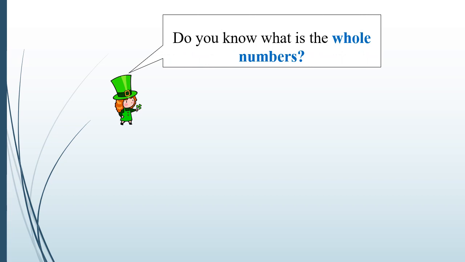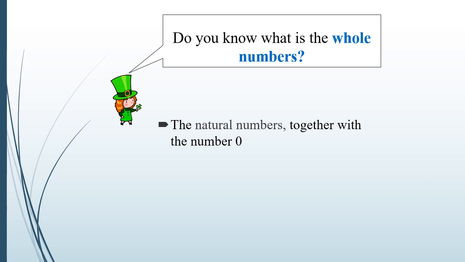Do you know what is the whole number? Whole number is actually the natural number together with the number 0. So we just add 0 to the natural number, and we get the whole number. So it's 0, 1, 2, 3 and so on.